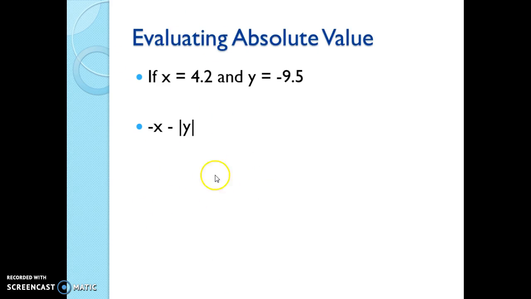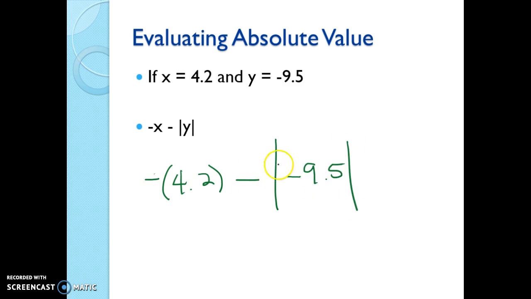All right, be able to evaluate expressions that have absolute value in them. Again, plug and chug. We've got a negative times whatever x is. We're told that x is 4.2 minus whatever the absolute value of y is. Okay, let's evaluate these absolute value bars. We're going to drop them, and remember, whenever we drop the absolute value bars, whatever is inside is actually a positive quantity. Absolute value is distance from 0.